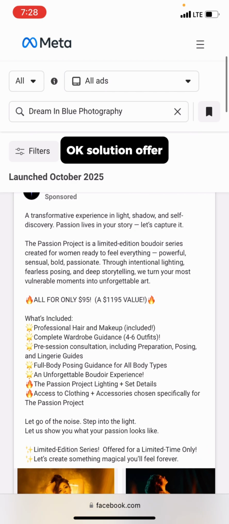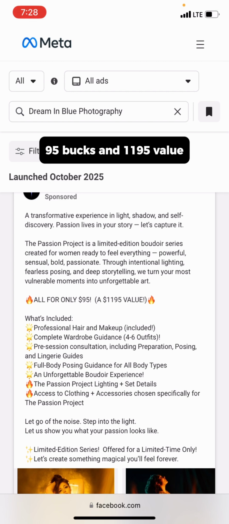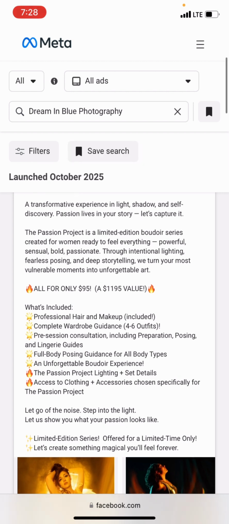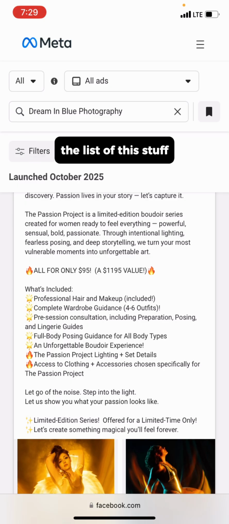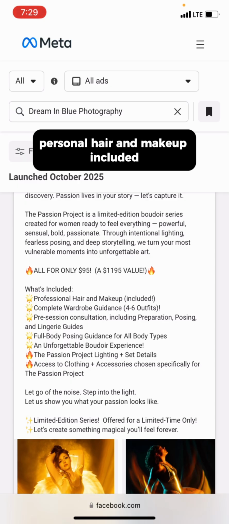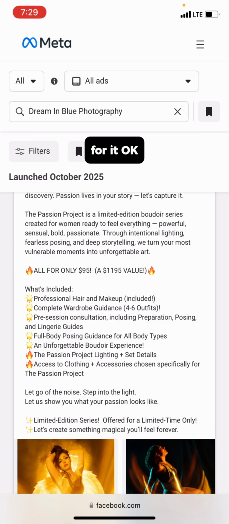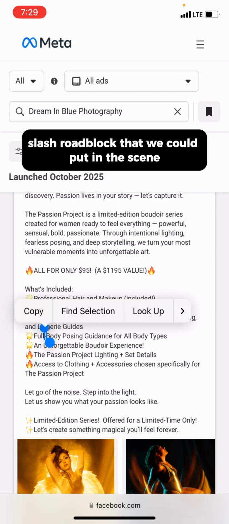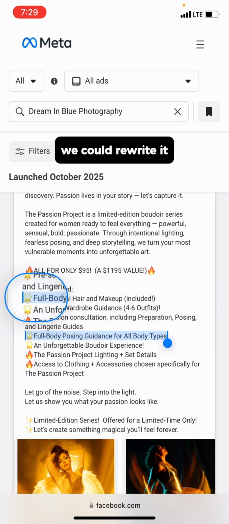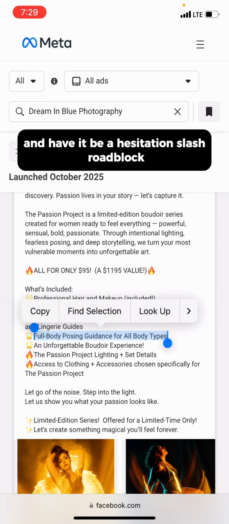Okay, solution. Offer $95 and $11.95 value. Okay, here we go. I like this. What's included? I like seeing this, the list of this stuff. Personal hair and makeup included. Complete wardrobe guidance for it. Okay. Present, got it. Boom. Full posing. Hey, this could be a hesitation slash roadblock that we could put in the scene. We could rewrite it and have it be a hesitation slash roadblock.